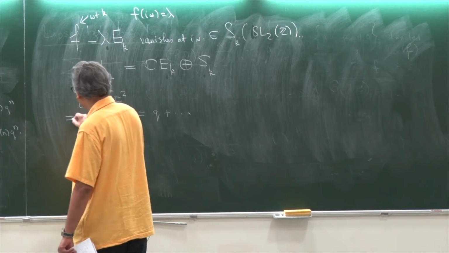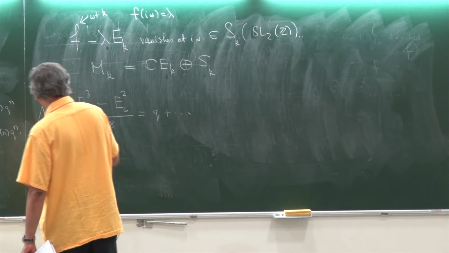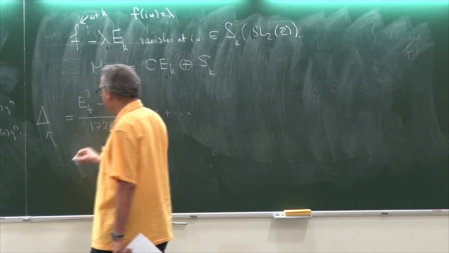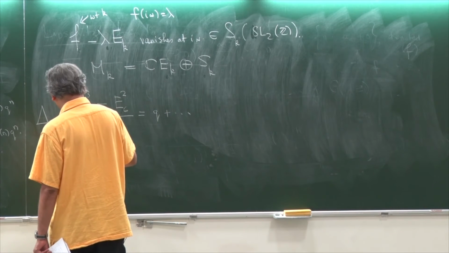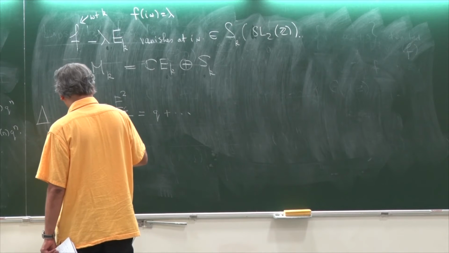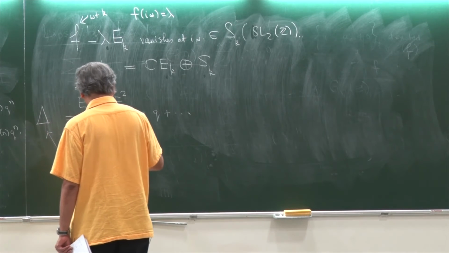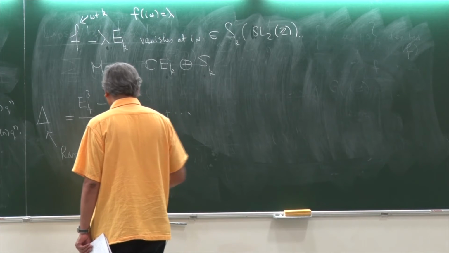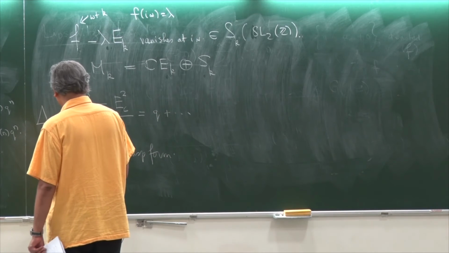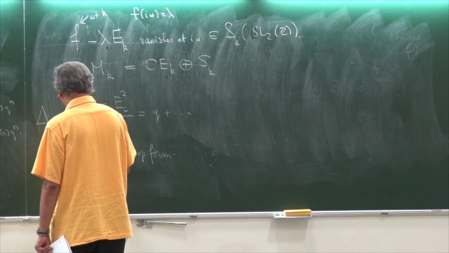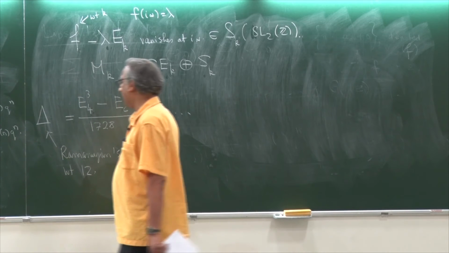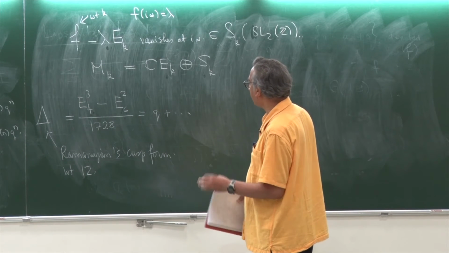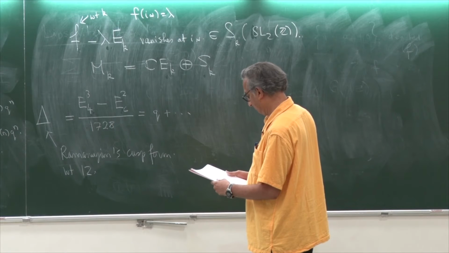And this is what's called the Ramanujan cusp form. So this is a cusp form because it vanishes at infinity. This is what's called Ramanujan's cusp form. And it's a weight 12 modular form. And in fact, we'll see in a second, this is the first non-trivial example of a cusp form.